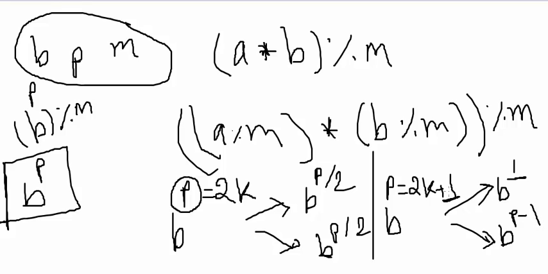If we take this 1 from the right hand side to the left hand side, we get P minus 1 equals 2k. That means in place of 2k we can write P minus 1. So if P is an even number, then we will split B to the power P into B to the power P by 2 and B to the power P by 2. And if P is odd, then we will split it into two parts, B to the power 1 and B to the power P minus 1.